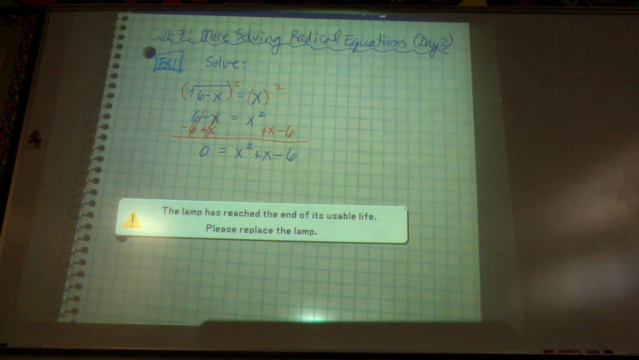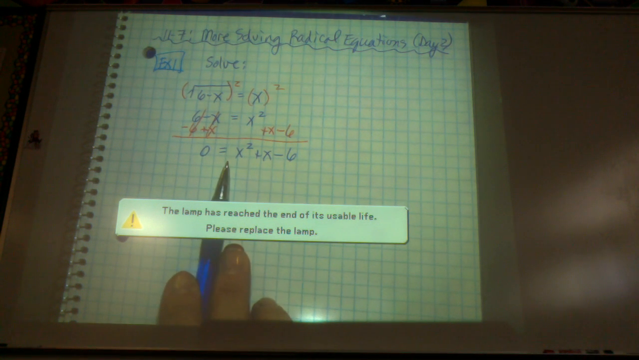So in descending order, 0 equals x squared plus x minus 6. Isn't that a quadratic in descending order that we can factor using factor sum? Yes or no? And can I use a shortcut? Do I have to do group and garbage? No, because I've got a coefficient of 1 here.